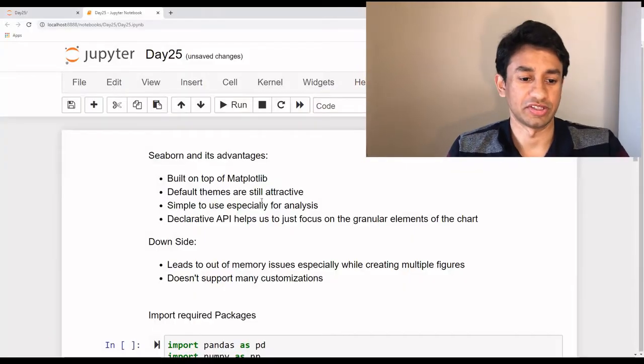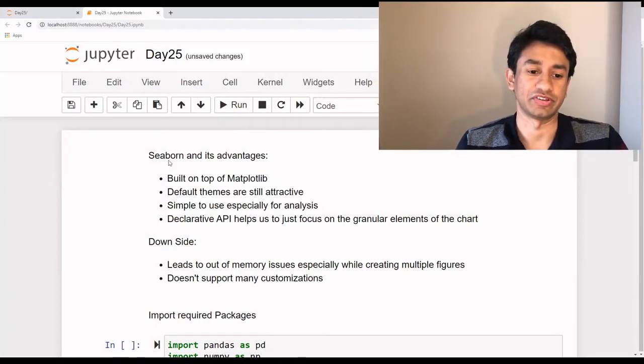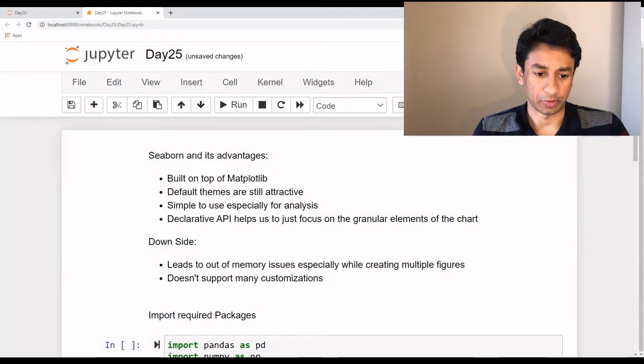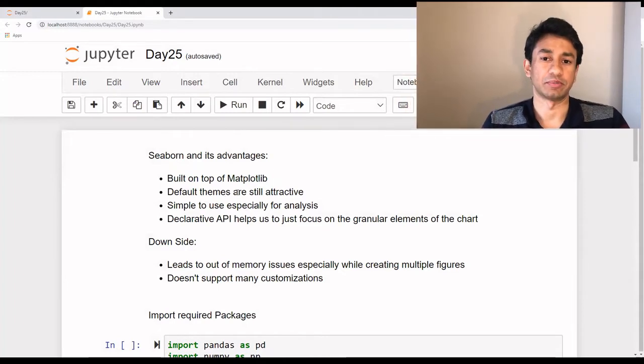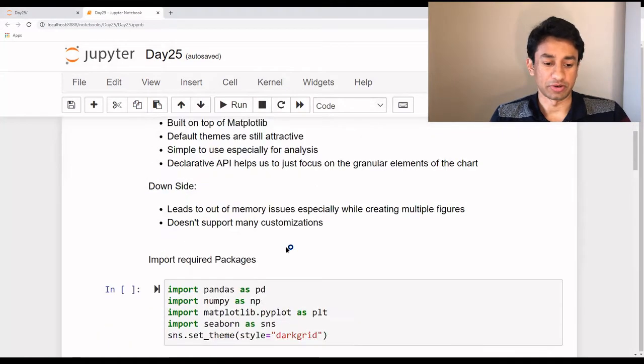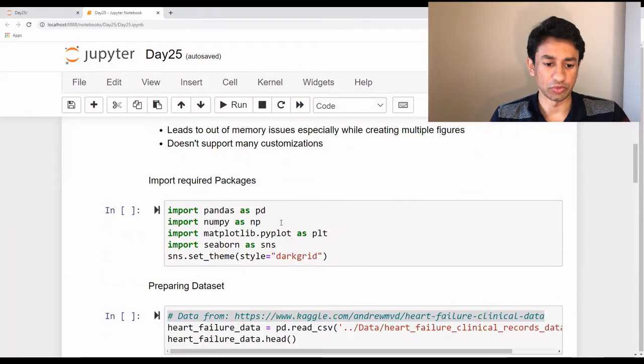As seen in the introduction, these are some of the advantages of the Seaborn package. We can see that it's built on top of the Matplotlib library. It is kind of a boilerplate template, where the default themes are very attractive. And of course it has some downsides, like memory issues. Let's go into the details.